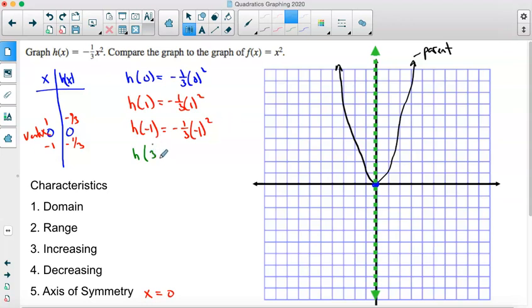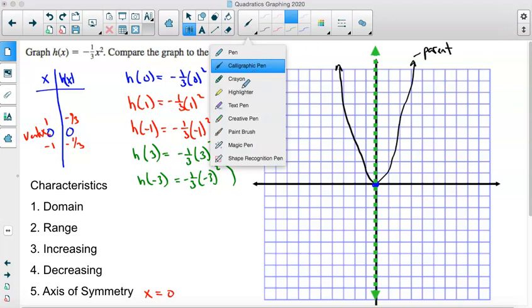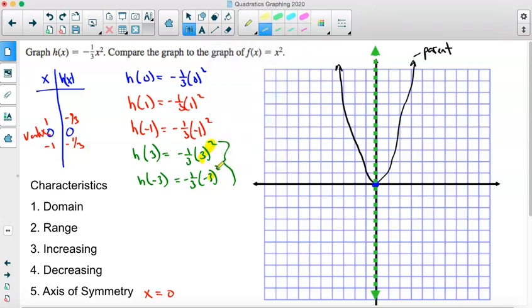I'm going to do h of 3, and I should tell you why I'm picking 3. Negative 1/3 times 3 squared. And then I'm going to do h of negative 3, which becomes negative 1/3 times negative 3 squared. And both these answers should be the same. 3 squared is 9, or negative 3 squared is 9. You're going to get 9 either way. So then I have 9 in both those products, and 9 times negative 1/3 is going to be negative 3.